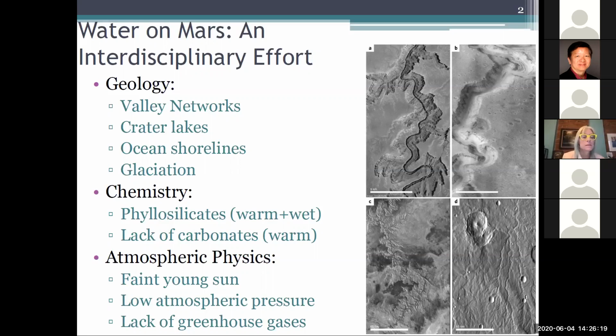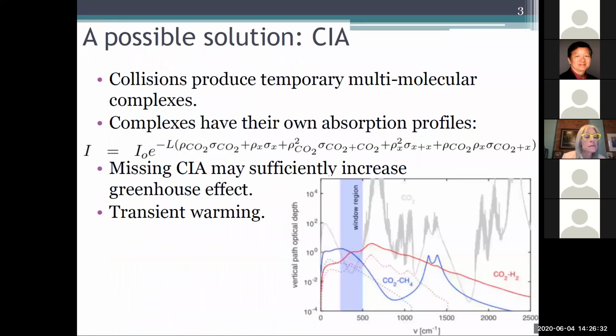So this is the big paradox in the planetary science community: how can Mars have been warm and wet from a geological perspective, and yet also look like it would be cold from an atmospheric perspective? And this is really what this talk is about, working towards understanding this. Next slide, please.